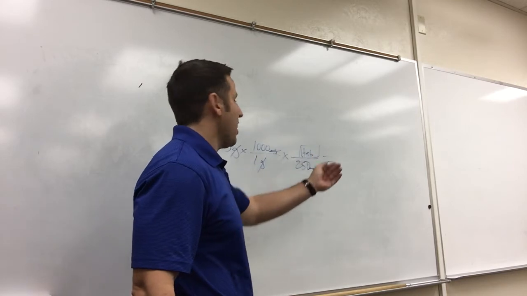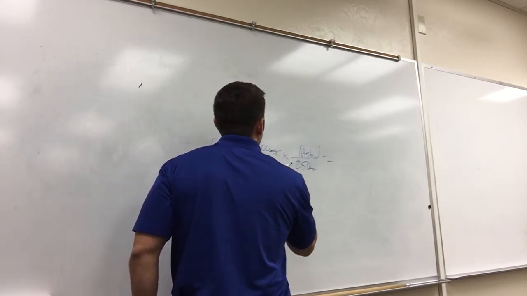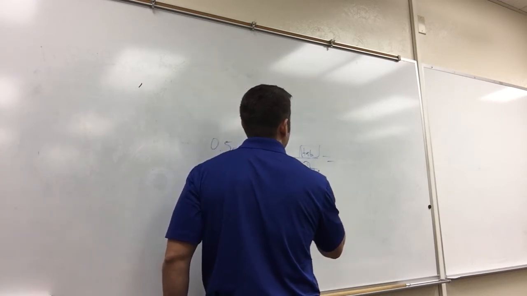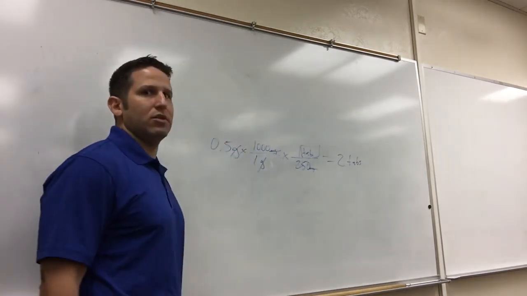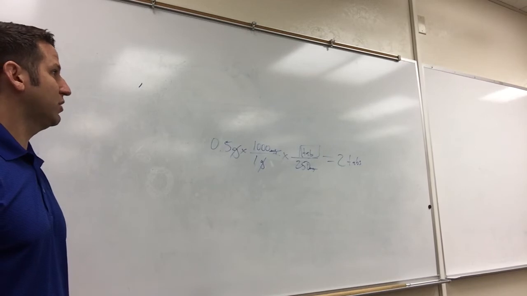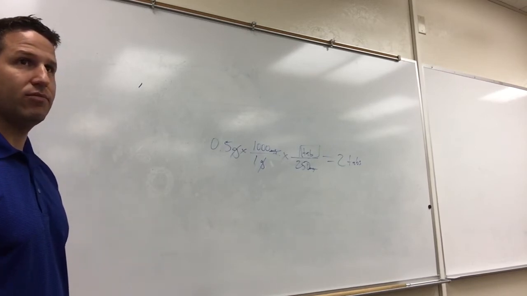So now I can do the math. So 0.5 times 1,000 is 500 divided by 250. 2 tabs. Is that a reasonable answer? And that's a reasonable answer. Am I giving 1,000 tabs? No, I'm only giving 2. So we know we did it right. Okay?